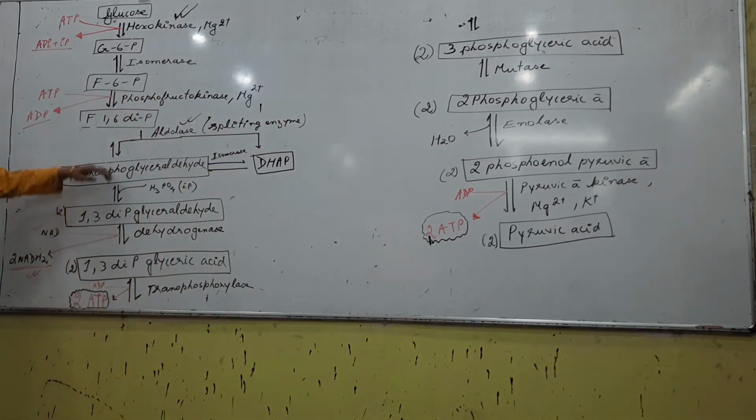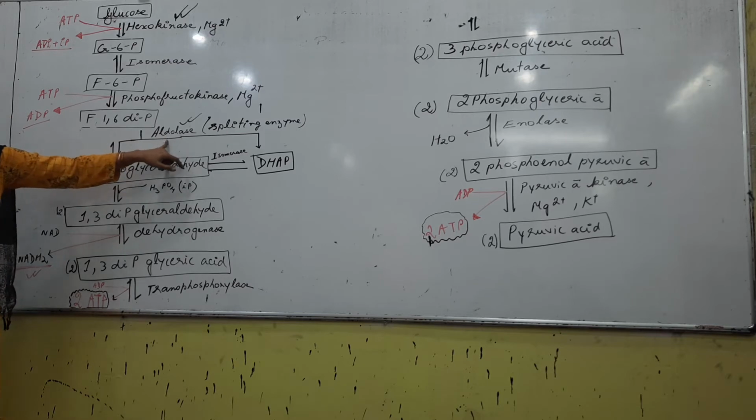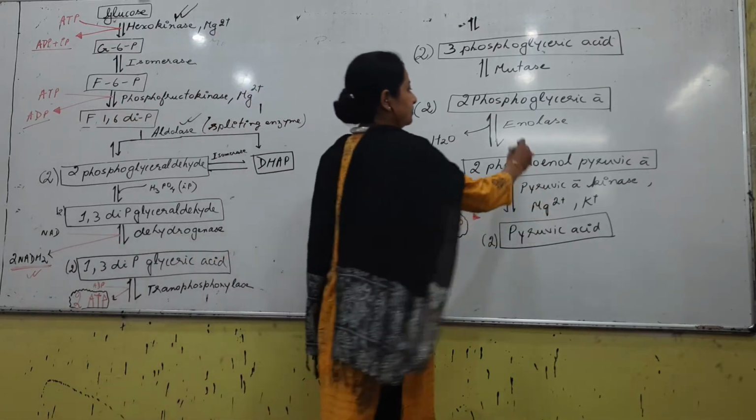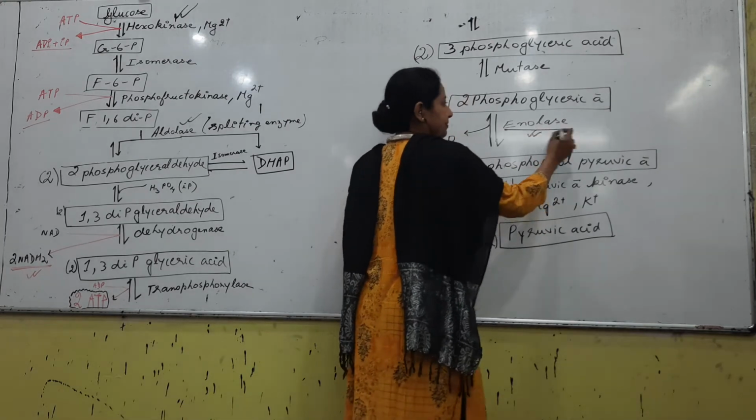Why is it called a splitting enzyme? Because we have seen fructose 1,6 diphosphate is split into two parts. So what helps to split it? Aldolase. So first, second, next is enolase.